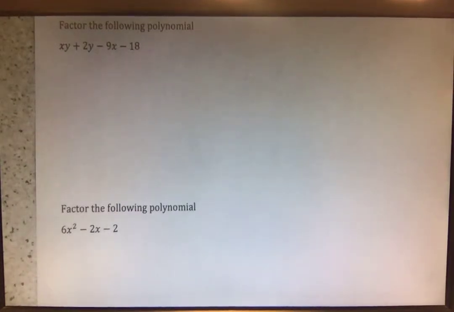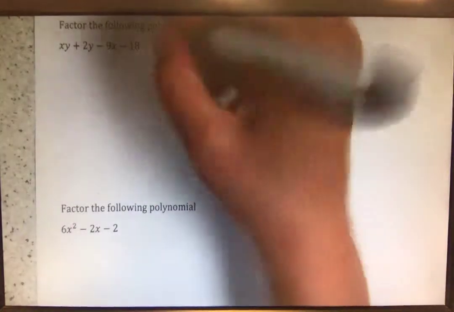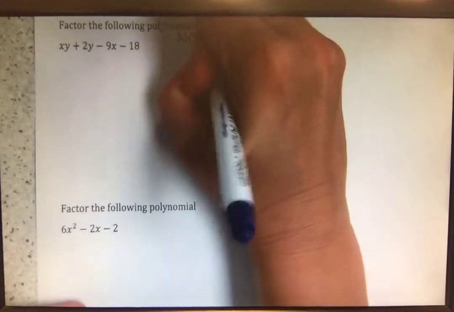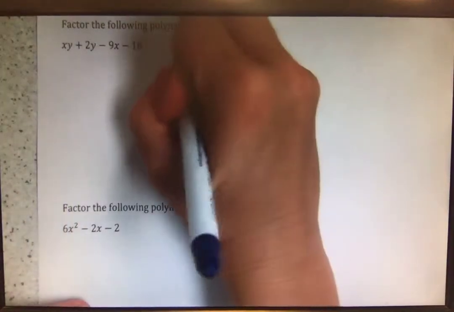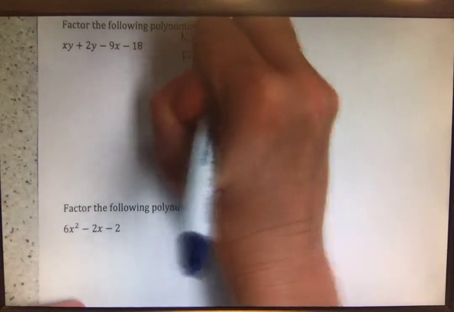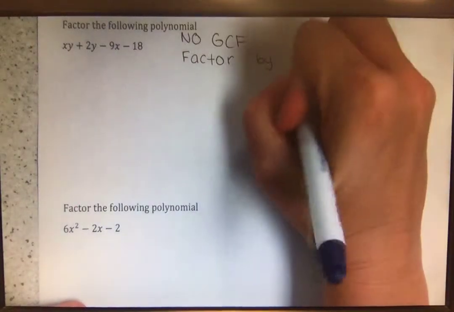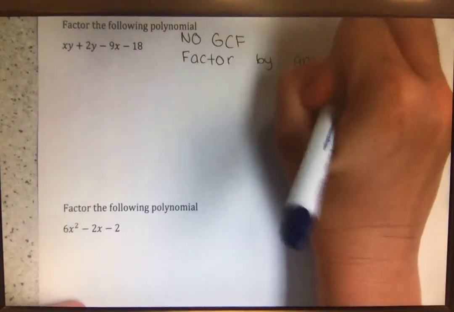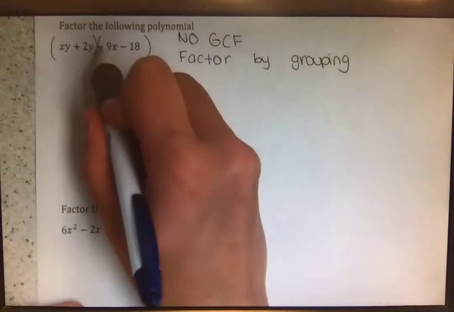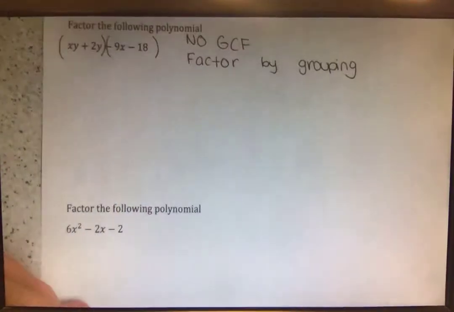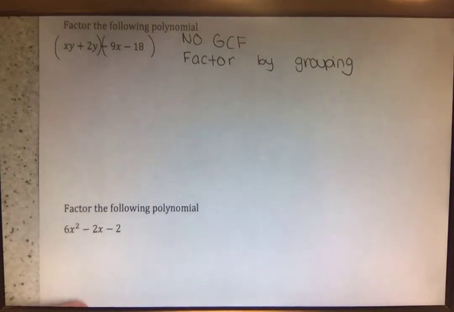Our first step in factoring is GCF. There's nothing that all four terms have in common, so no GCF. I notice there's 4 terms, we can now factor by grouping. So we can group the first 2 terms together, group the last 2 terms together. Again, remember this negative goes with the 9x, so we're going to leave those 2 together.